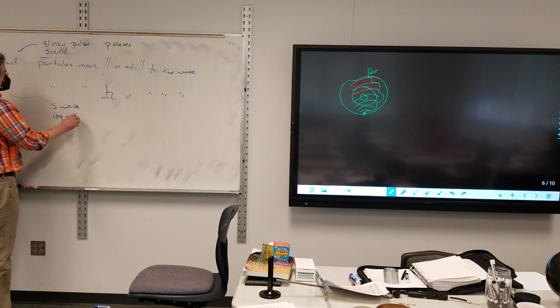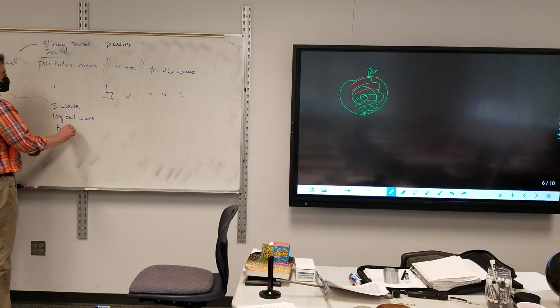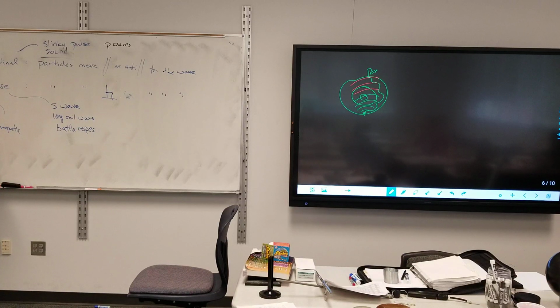Long coil wave, for lack of a better term, with battle ropes. Are you familiar with battle ropes? Sometimes in gyms, it's just a long rope attached to the wall. You're doing transverse waves if you do that. It'd be very difficult to do a longitudinal wave. I guess you'd have to push.